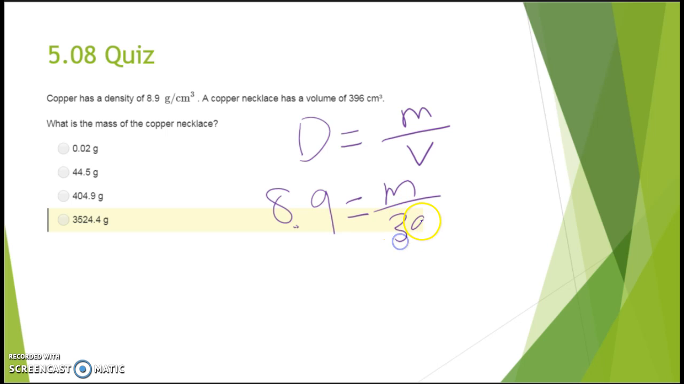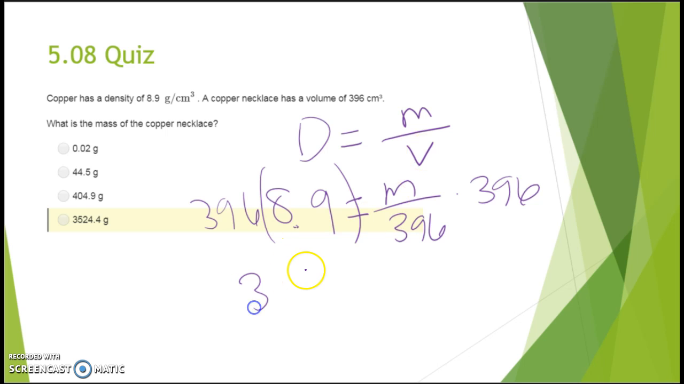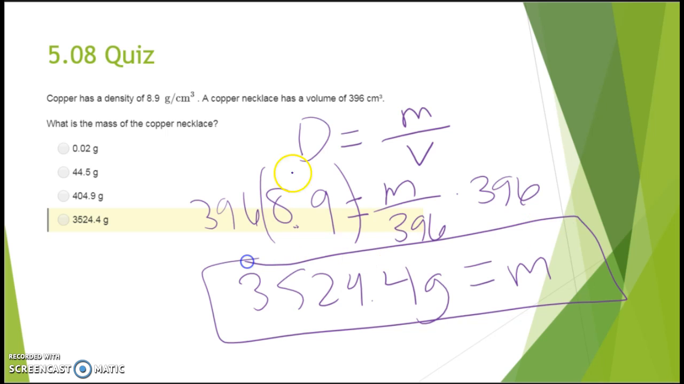Volume is 396. Multiply both sides by 396. So 396 times 8.9, and we get 3,524.4 grams for the mass. So that one's pretty straightforward, just plugging it in, remembering this density formula.